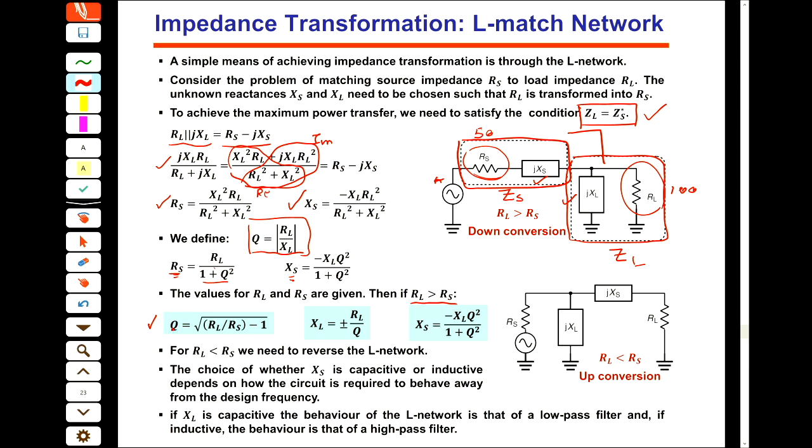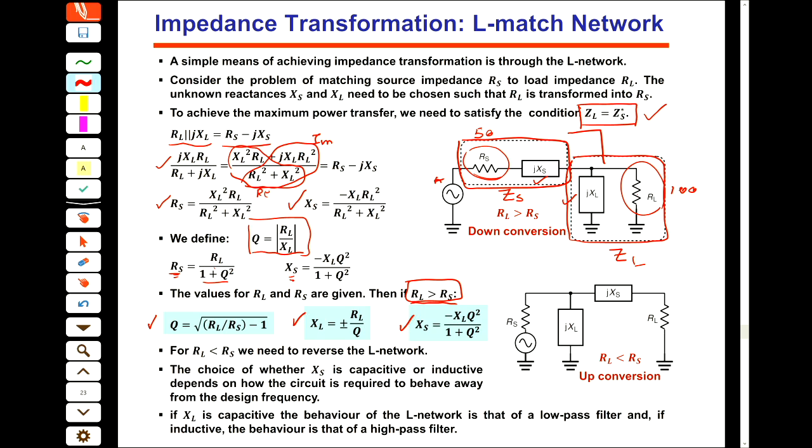So I found the Q factor, and then based on this Q factor, I can find the XL and XS, which is our goal. We wanted to find the values for XL and XS in such a way that this condition is satisfied, and I can find it. Based on this circuit, if we satisfy this condition, then we can say that XL and XS are coming from these two.